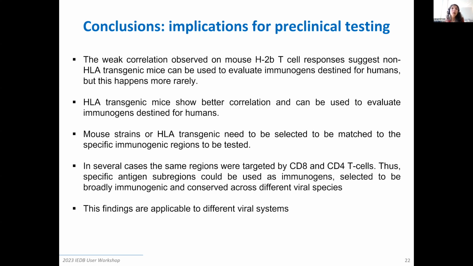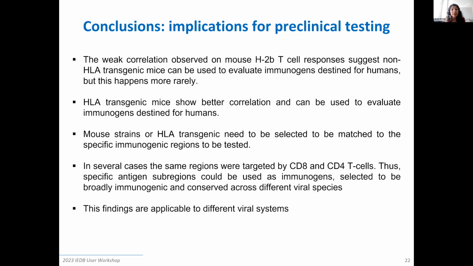And so in a way, if you were to design a vaccine, and you're trying to have a good population coverage of the human population, you might select different regions that are important for that. The fact that those are not necessarily shown in mice doesn't necessarily mean that they're not immunogenic. And so that's something that is important to take into account.